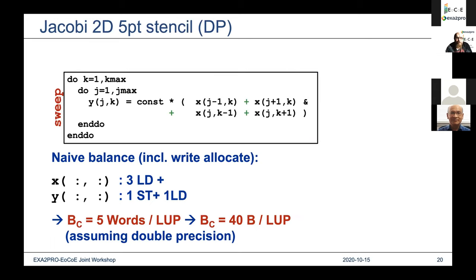If we look at the naive balance, code balance or data balance, we need three loads from X, because one value was already loaded in the iteration or two iterations before. And we have one load and one store to Y. So this means we use five words per lattice site update, which translates to 40 bytes per lattice site update. 40 bytes, because each double precision word is 8 bytes. So 8 times 5, we have 40 bytes per lattice site update.